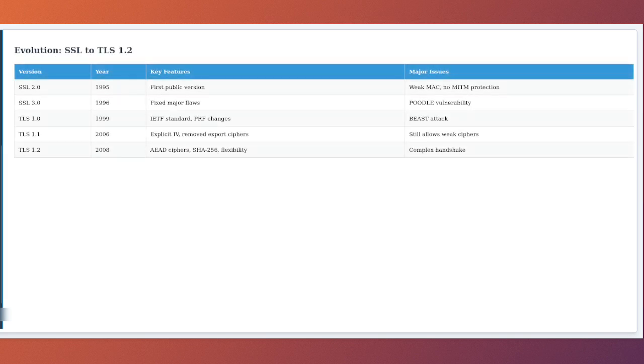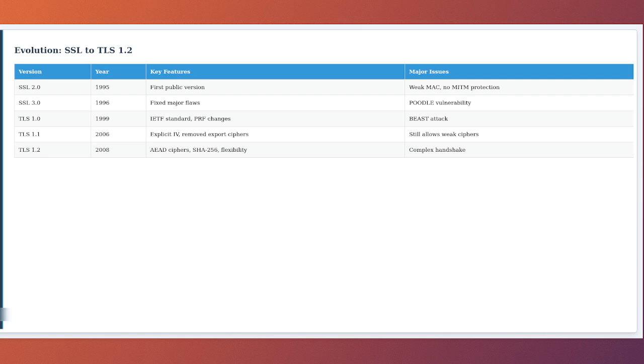Evolution from Secure Sockets Layer to TLS 1.2. The journey from Secure Sockets Layer to TLS is a fascinating evolution in cryptographic protocol design. Each version learned from the vulnerabilities and limitations of its predecessors, gradually building the robust security framework we rely on today. Secure Sockets Layer was developed by Netscape in the mid-1990s.